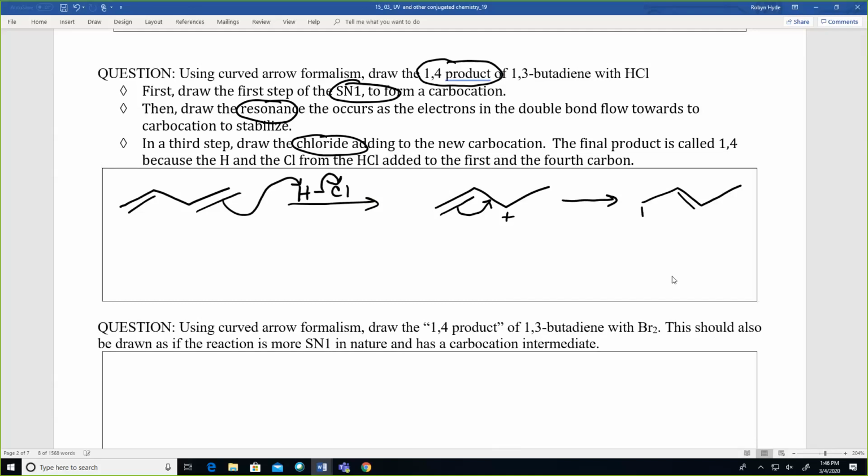Okay, and then now my chloride comes in and adds. And this is called the 1,4 product because we added our new hydrogen at carbon 1 and then our new chlorine at carbon 4.